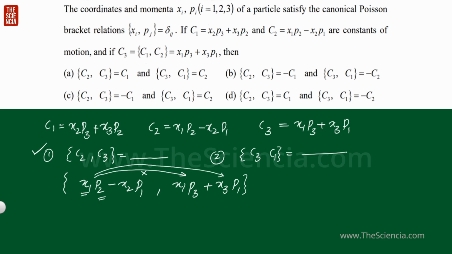Here x1 is there and its conjugate momentum, that is p1, is there. So this will not be equal to 0. So we have to consider the Poisson bracket of this term. Next one, x2 p1 and this one. See, here p1 is there and x1 is there. So this will not be equal to 0. And another term is x2 and x3 p1. Here x2 is there but here there is no p2 term. Here the p1 term is there but here there is no x1 term. So the Poisson bracket of these terms will be 0. Now we have to consider the Poisson bracket of only two terms, right?